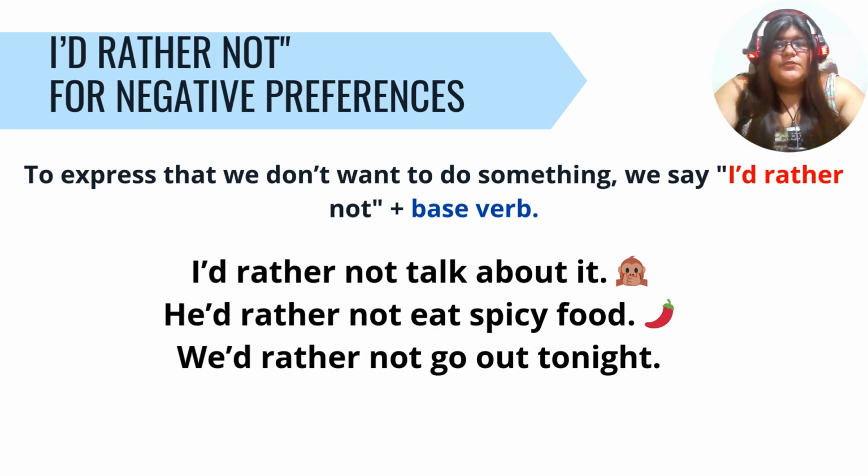Then we have when we want to deny something and say no, right? I'd rather not for negative preferences to say I don't like, I don't prefer, and things like that, you will use I'd rather not. To express that we don't want to do something, we say I'd rather not. And the base form of the verb, you won't use here the verb in ing form, you won't use here the past simple, you will simply use the base form of the verb. So be careful, guys. And we have these examples.